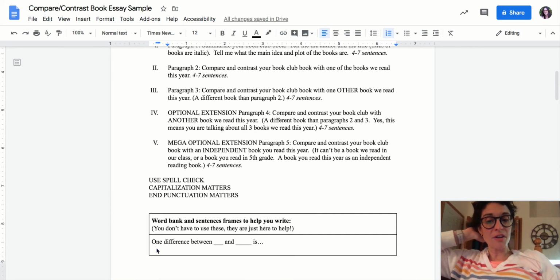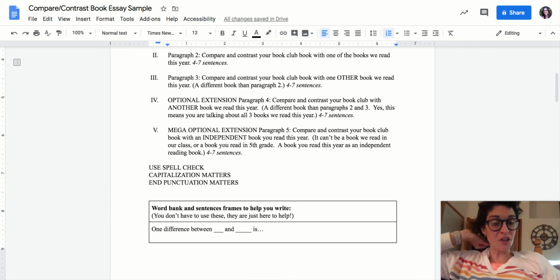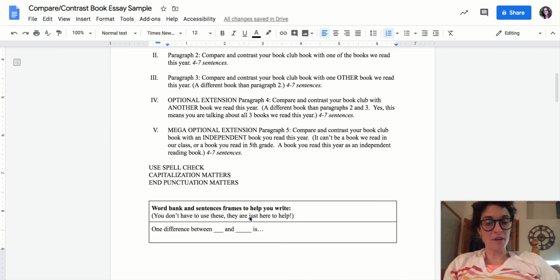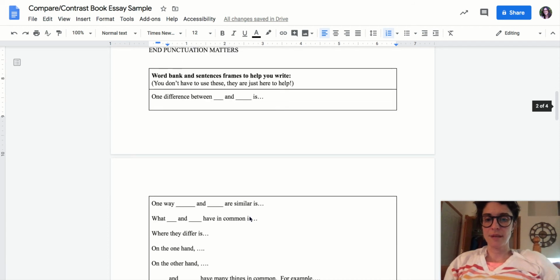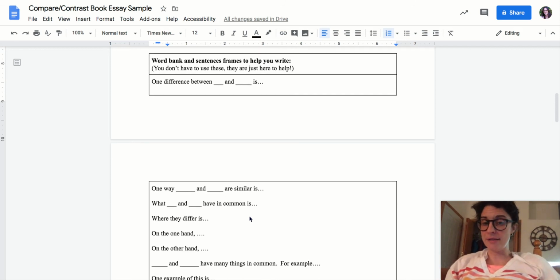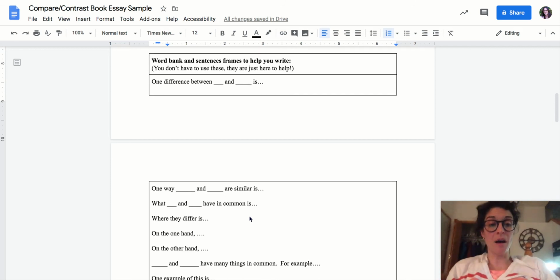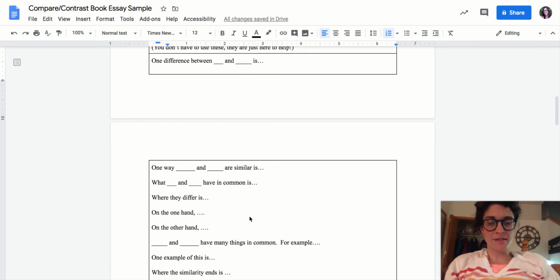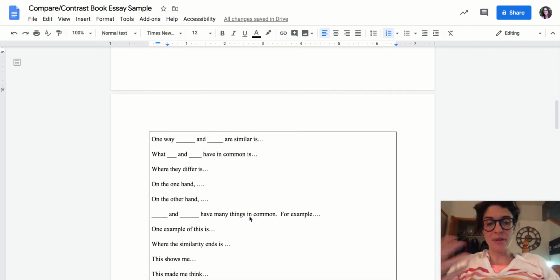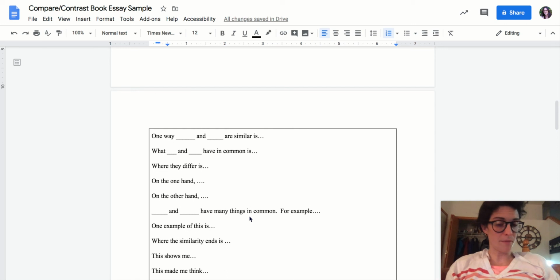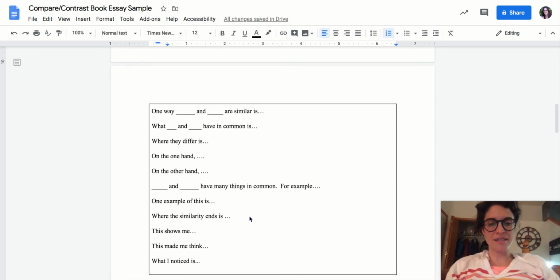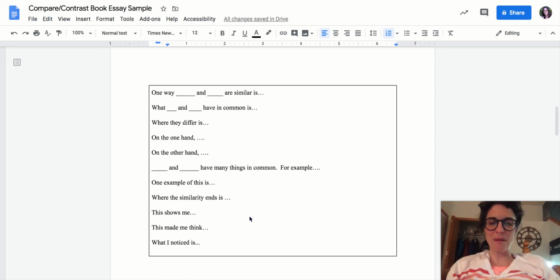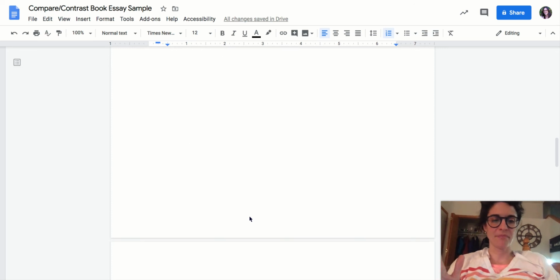Okay. There's a word bank here. You don't have to use these, but if you're stuck with how to start the next sentence or how to introduce your next idea, here are some words to help you. For example, one difference between blank and blank is, one way blank and blank are similar is, what blank and blank have in common is, where they differ is, on the one hand, on the other hand, blank and blank have many things in common, for example. One example of this is, where the similarity ends is, this shows me, this made me think, what I noticed is. Okay. Are you ready for my example?